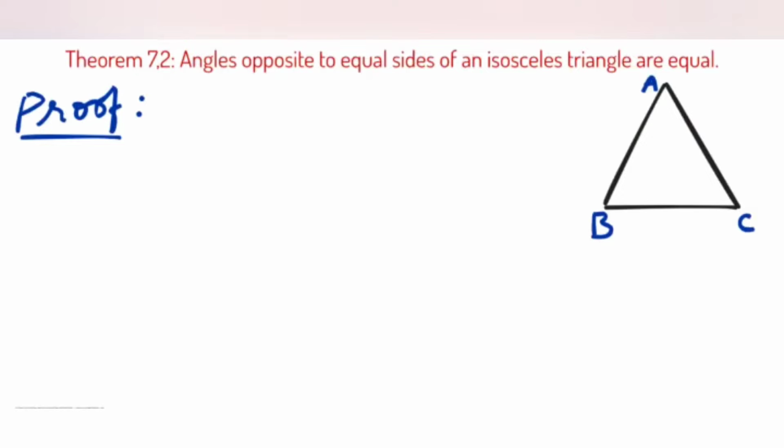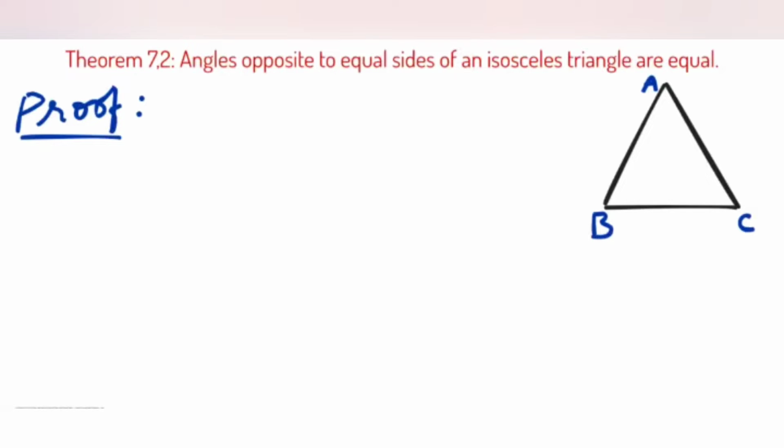Hello students, today we are going to prove a theorem based on a property of the isosceles triangle. You have already learnt in your 7th class what an isosceles triangle is. A triangle in which two sides are equal, you call it an isosceles triangle. What is an important point in the isosceles triangle?